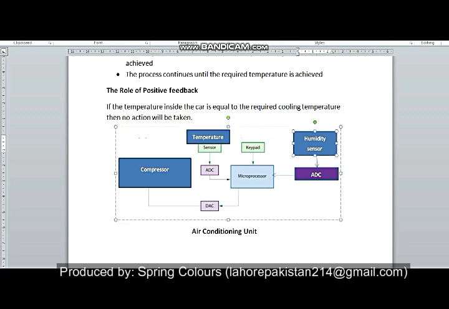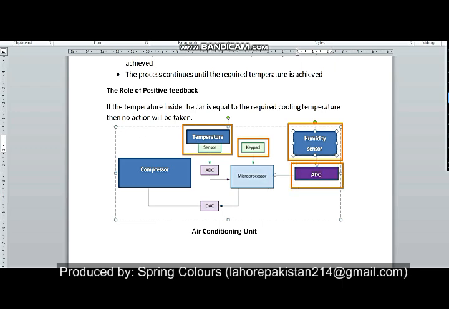This is the diagram that I have made for the air conditioning unit of a car. First of all, the user will input a specific value of temperature like 26 etc., and the humidity sensor will keep on checking the humidity level of the car also, and the temperature sensor will keep on sensing the temperature. These values will be given through analog to digital converters to a microprocessor.